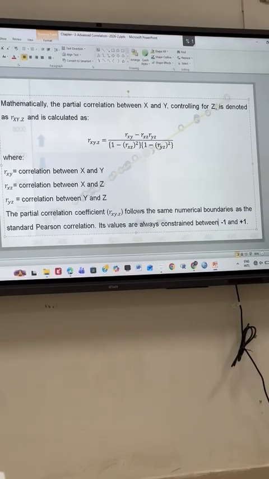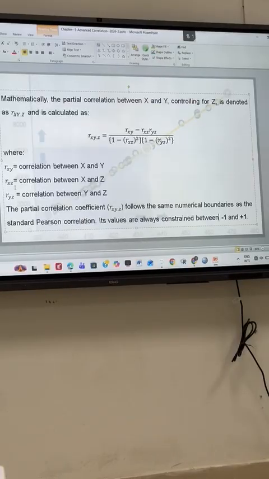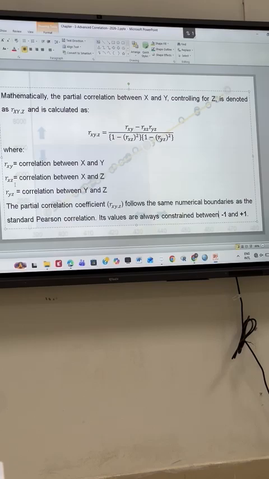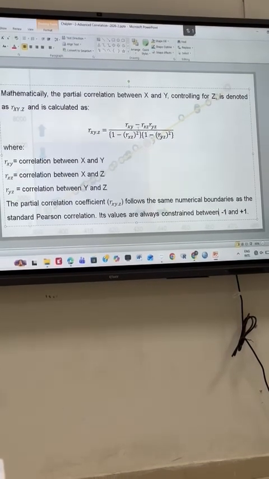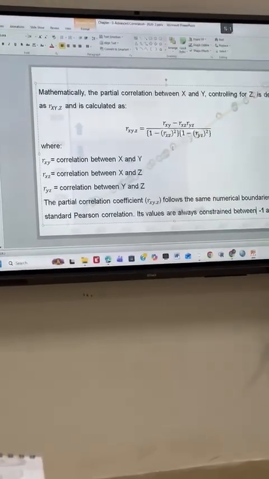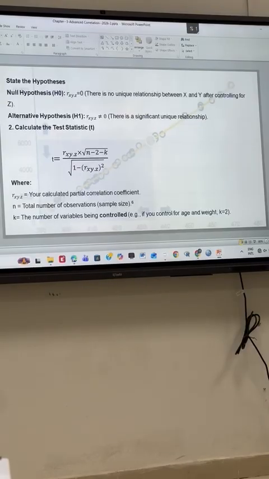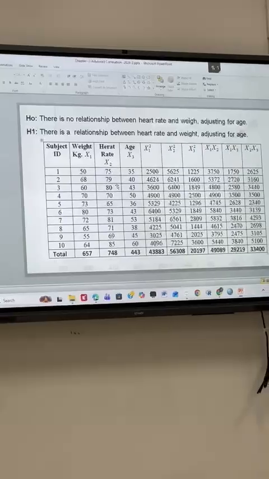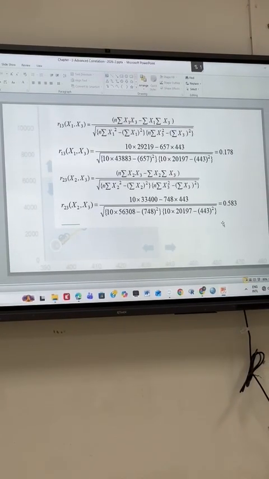Suppose the correlation coefficients between height, weight, and age are given: R12, R13, R23. And I ask you what is the value of the partial correlation coefficient? Clear? Suppose here R12, R23, R13 is given, okay?